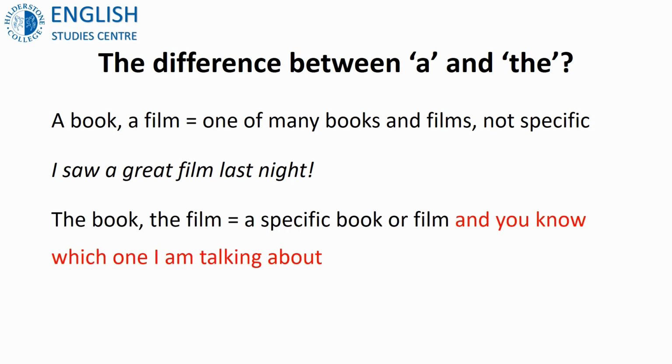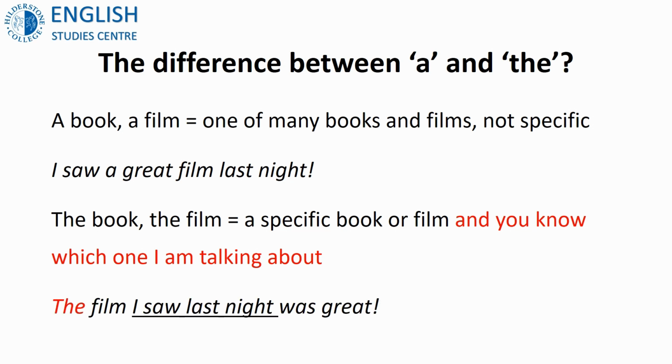When we use the and we say the book, the film, then we mean a specific book or film. And it suggests that you, the listener, know which book or film I, the speaker, am talking about. So you'll see the used in sentences like, the film I saw last night was great. There, that information, I saw last night, tells us which film we mean, not one of many, the specific one that we saw last night.